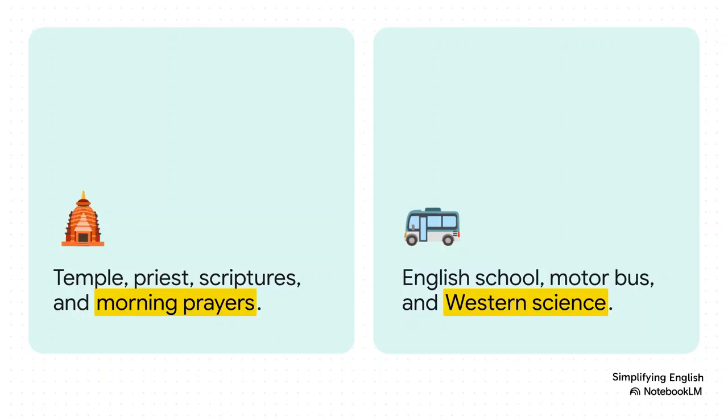Okay, let's dive into this contrast to really understand the wedge that was forming between them. In the village, education was totally intertwined with religion. The school was literally attached to the temple. The priest taught the alphabet, and the grandmother sat right inside reading scriptures. But in the city, it's a whole different ballgame. The author goes to an English school and he takes a motor bus. No more walking together.